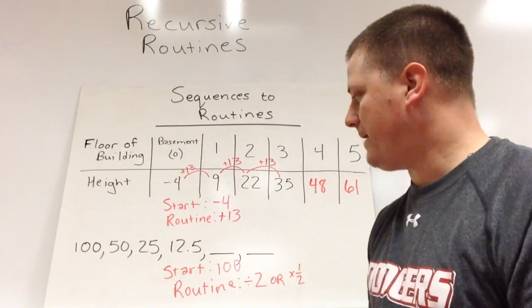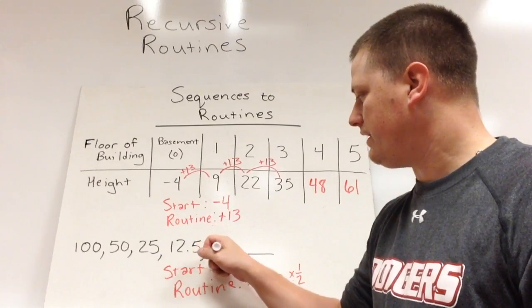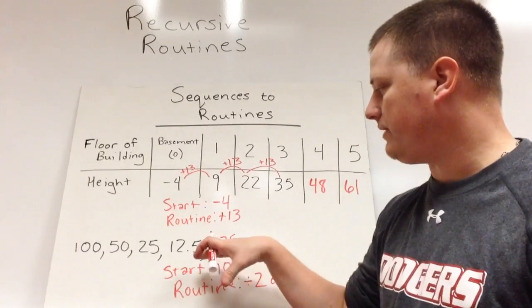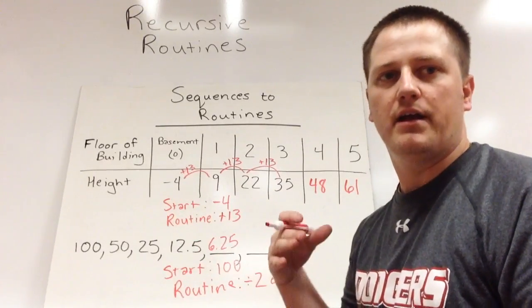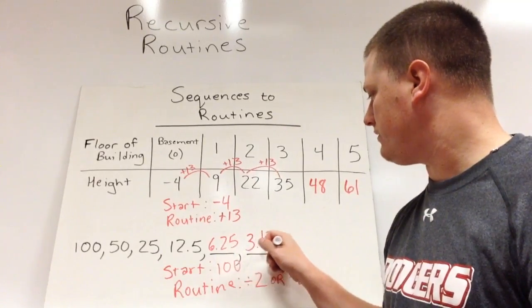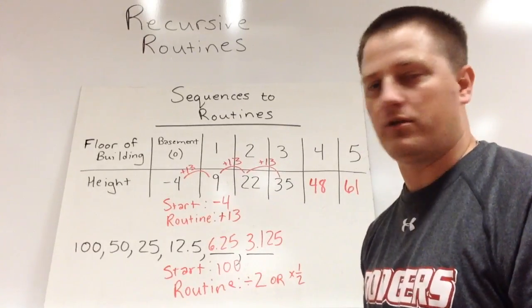So if we continue this pattern, half of 12.5, or dividing 12.5 by 2, is 6.25. We can get our calculator out to help us with this if we need to. 6.25 divided by 2 would leave us with 3.125. We could continue these patterns as long as we needed to.